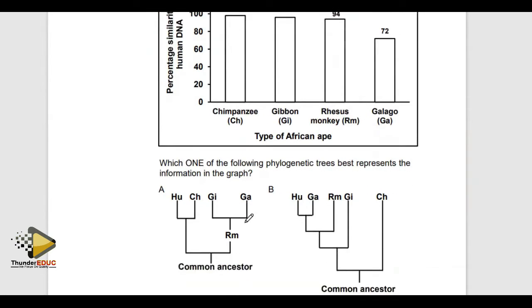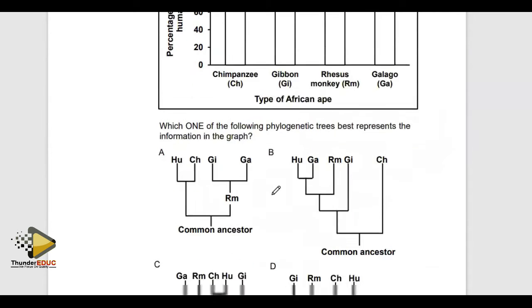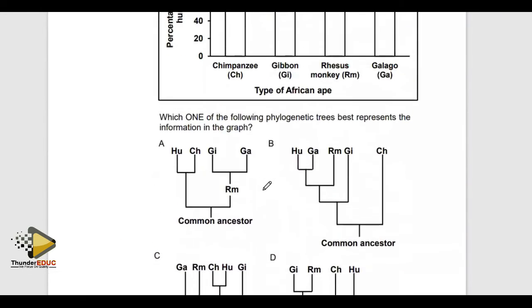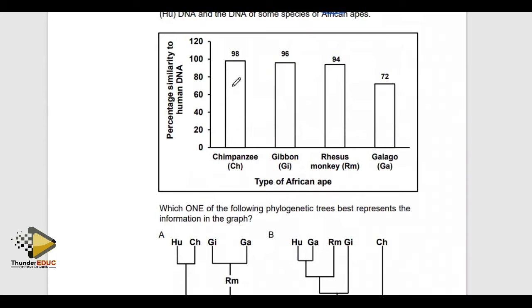So now a question is asking, which one of the following phylogenetic trees best represents the information in the graph? If you look at these percentages, the closer to 100, the more we are related. It means that humans and the chimpanzee are more closely related than humans and the gibbon. Why? Because the difference here is 2, while the difference here is 4, and then the difference here is 6. If we look at divergence, we diverged more recently from the chimpanzee compared to the gibbon.